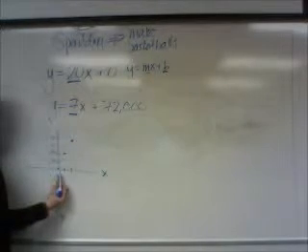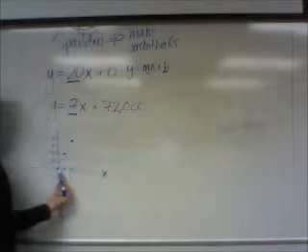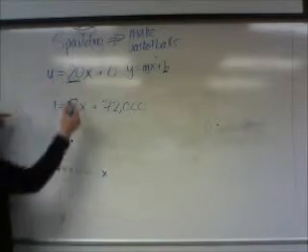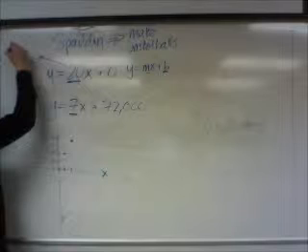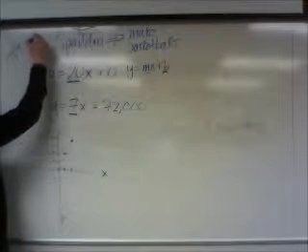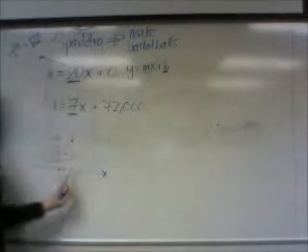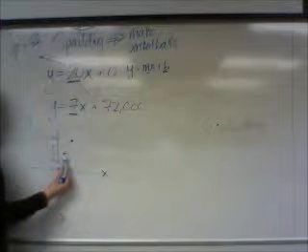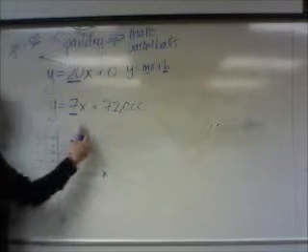So I start at my y-intercept, which is 0, and I do rise over run. My slope is 20 over 1, which is rise over run. So I'm going to go up 20 over 1, up 20 over 1, and I have my line.